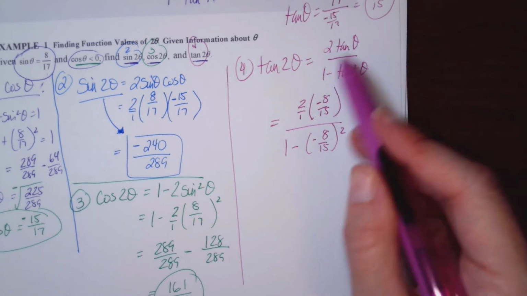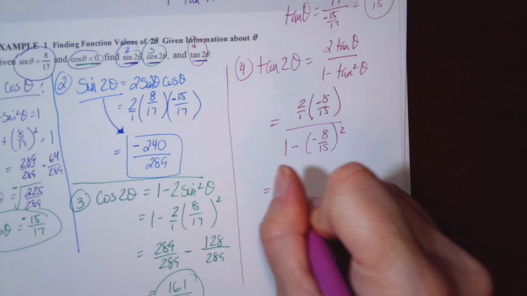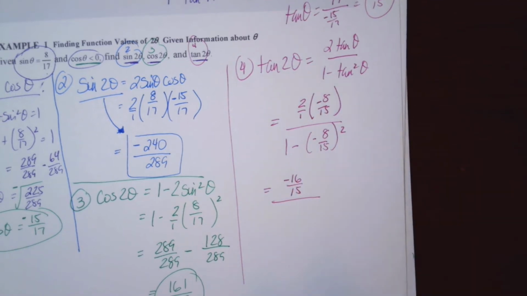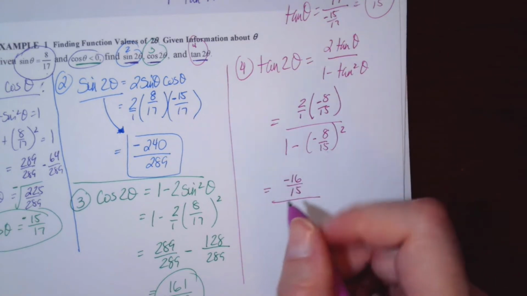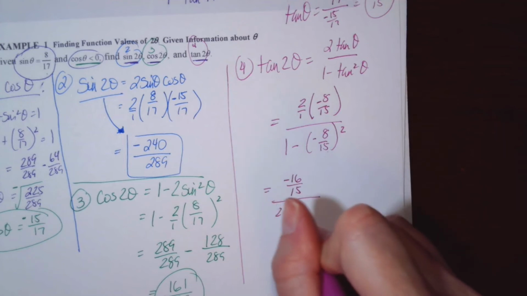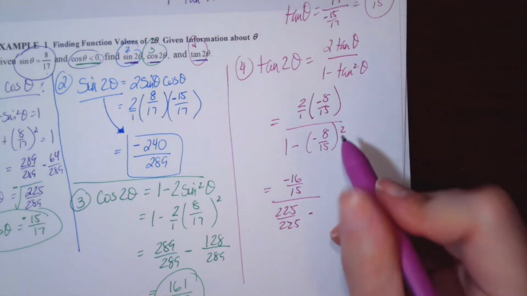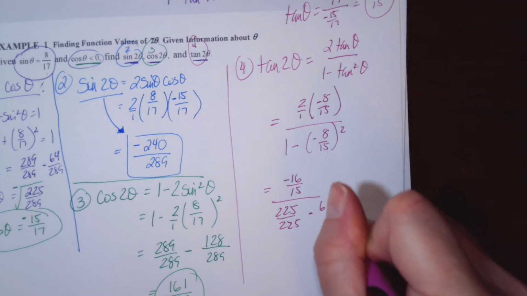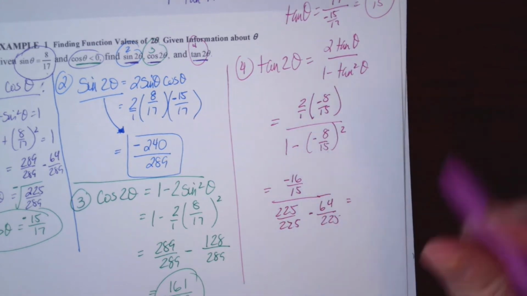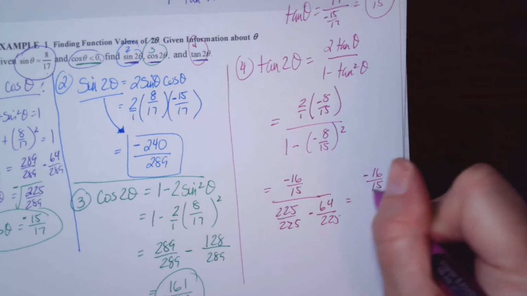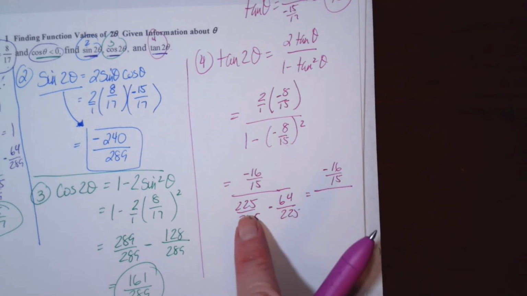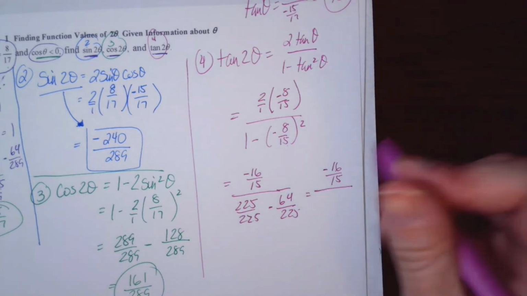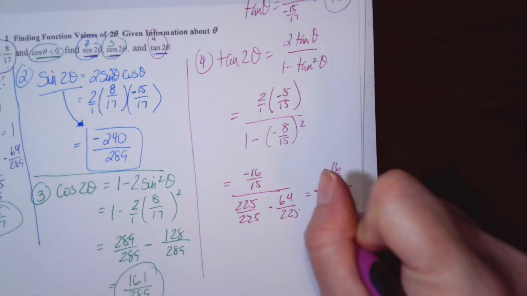So my numerator, 2 times tangent theta, gives me negative 16/15. My denominator, 15 squared, is going to be 225. So my denominator, that 1 needs to be 225 over 225, minus negative 8 is a positive 64 over 225. So I've got negative 16 over 15 as my numerator. My denominator comes out to be, oh, I can't do that. Yeah, 161 over 225.